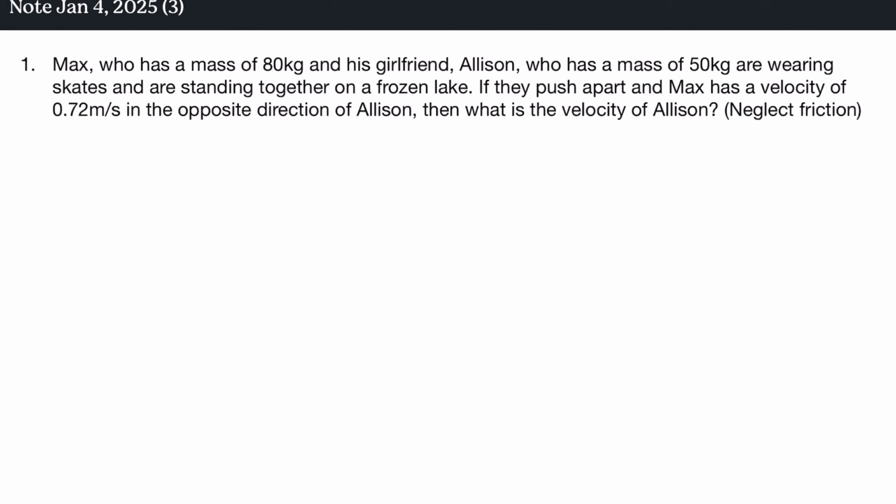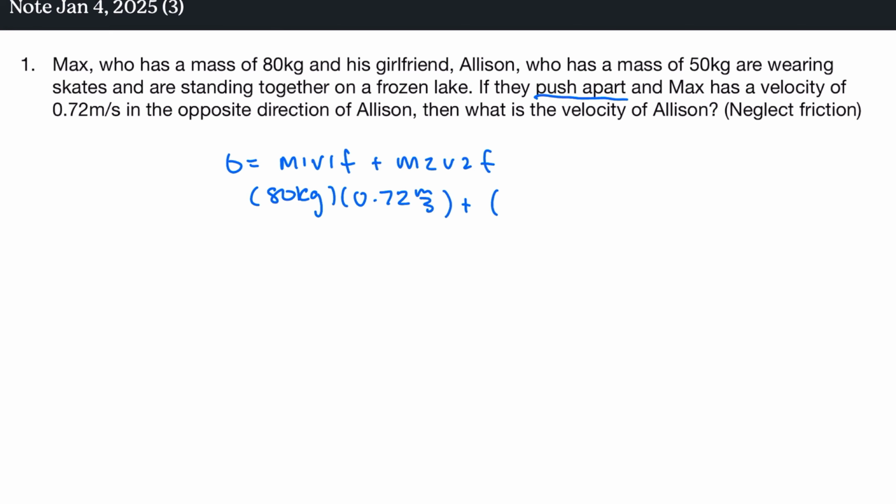So the key word in this question is push apart. So since they were initially just standing there and they were stationary, their initial momentum was 0, which is why we can use the push apart formula of 0 equals m1v1f plus m2v2f. And then we just have to plug in to find Allison's velocity. So for our mass 1, we're going to do 80 kilograms, which is Max, and then he's moving at 0.72 meters per second, plus Allison's mass, which is 50 kilograms, times VF, which we're trying to find, equals 0.